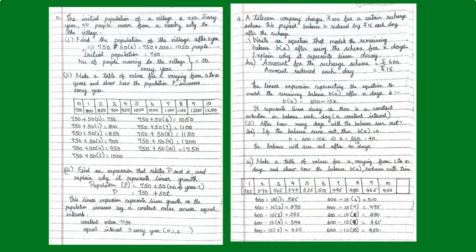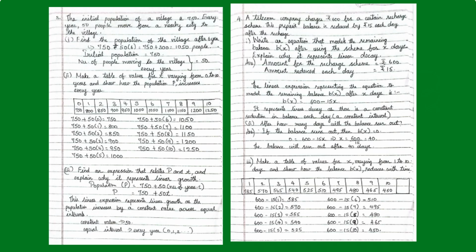Right. So here, what is the interval? Every day is the equal interval. What is the equal amount that is being reduced? It's 15 rupees. After how many days will the balance run out? So the balance should be 0, and we need to find the value of x. It's a simple algebraic equation. So 600 minus 15x is equal to 0. Just equate and find out the value of x. So the balance will run out after 40 days.